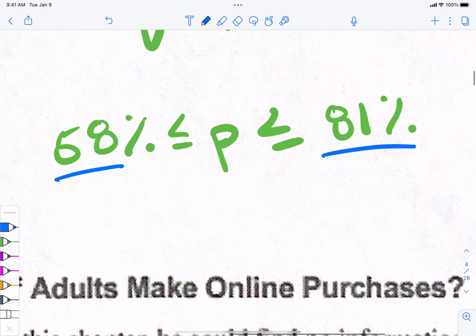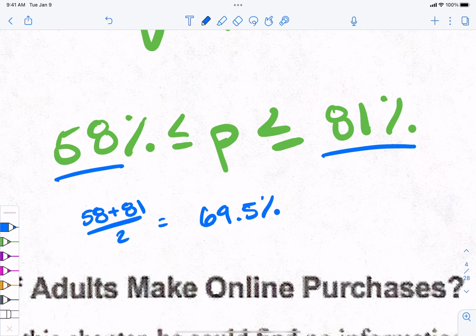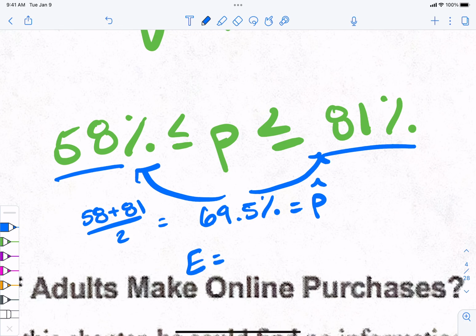Okay, so here's our two numbers. Can we figure out which number lives in between those two? How do you do it? You can add them and divide by 2, or you can think about it in your head. 69 and a half lives here. What do you add and subtract? What's the error? What are you adding and subtracting to get those two numbers?